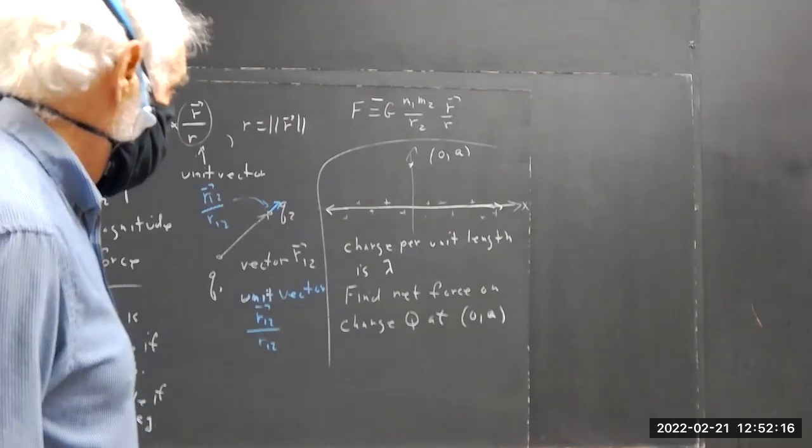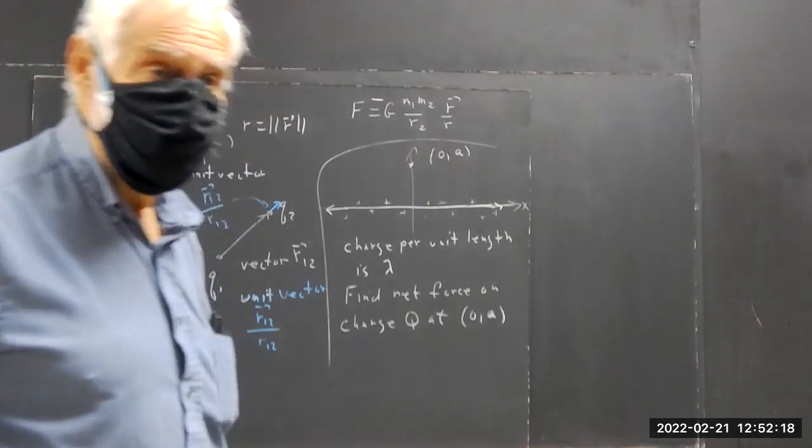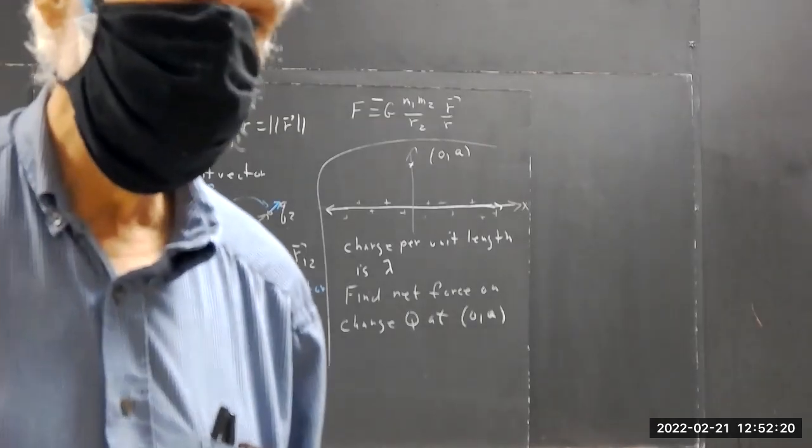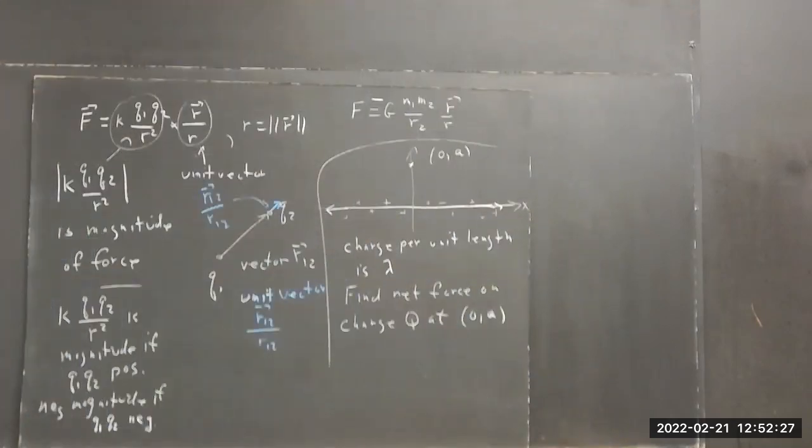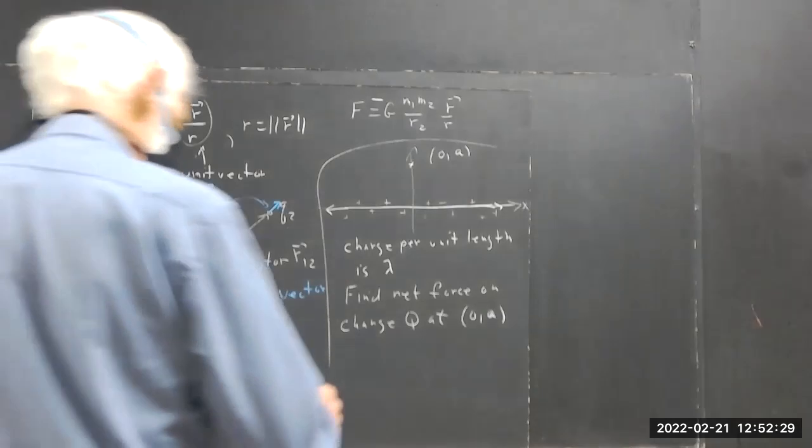What do you think you're going to do? You're going to subdivide the entire x-axis. You're going to partition it. Start by partitioning the x-axis.